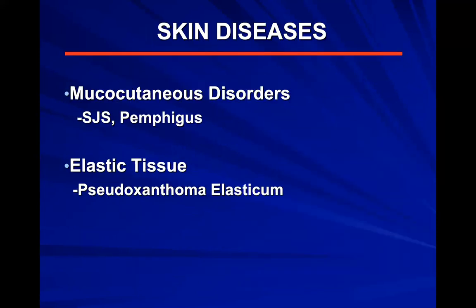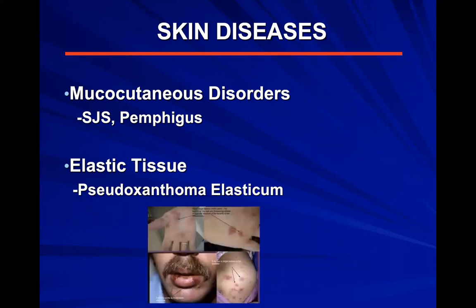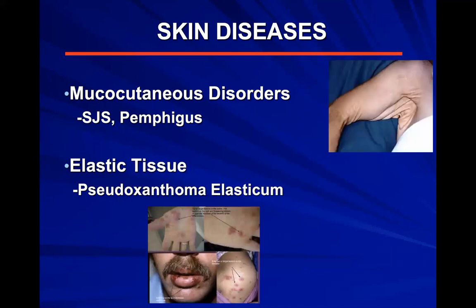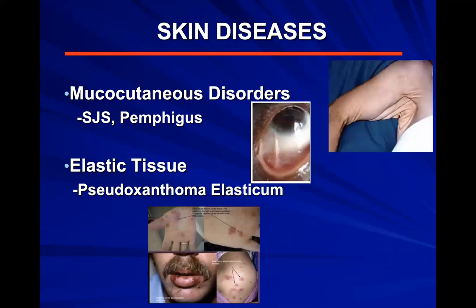There are many skin diseases, mucocutaneous disorders: Stevens-Johnson syndrome, pemphigus, elastic tissue disease, pseudoxanthoma elasticum. All these skin diseases will also cause abnormalities in the eye. And as you can see here with the pemphigus, it's already causing cicatricial eye disease. And this is really very unfortunate.